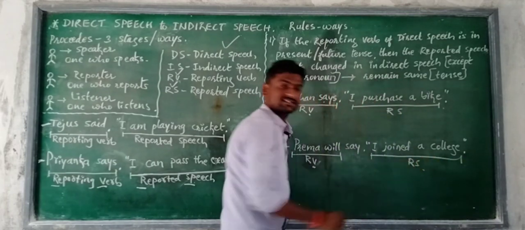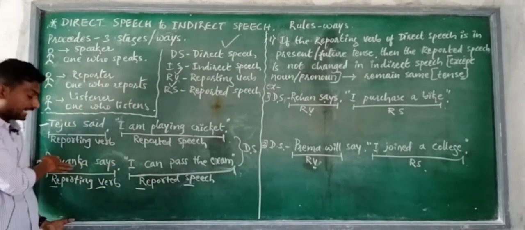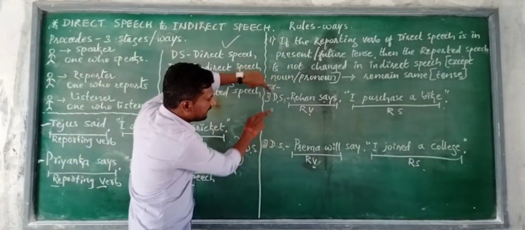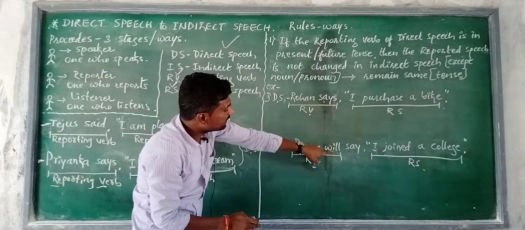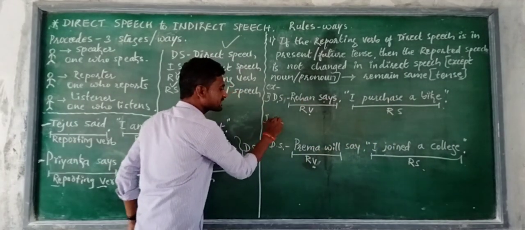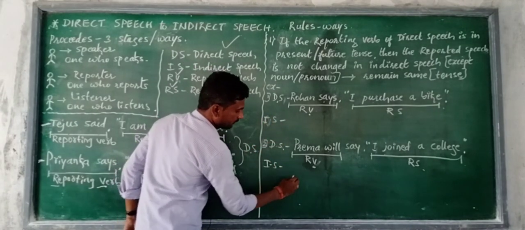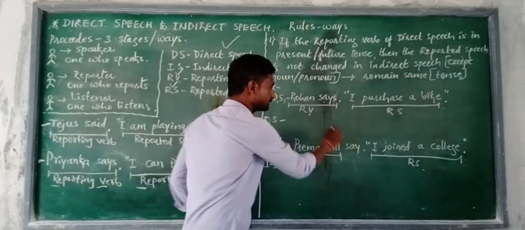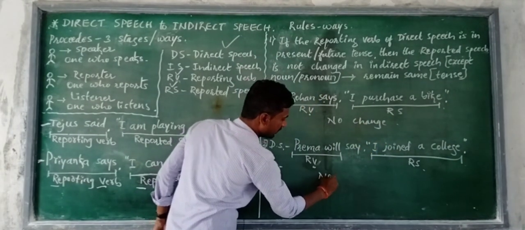What is this, my dear students? RS. RS means reported speech, the next part of the direct speech. Okay, see, if the reporting verb of these direct speeches is in present or future, then when writing the reported speech that follows in RS, what does not happen? It is not changed. That means no change. Same here, no change.